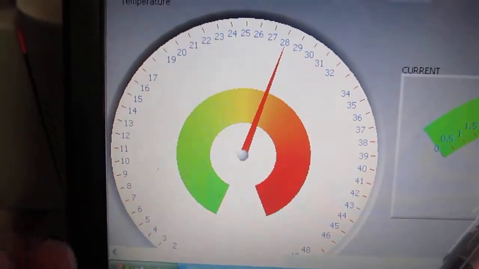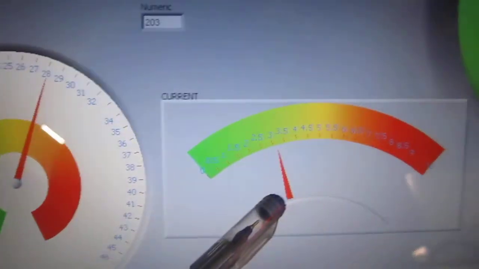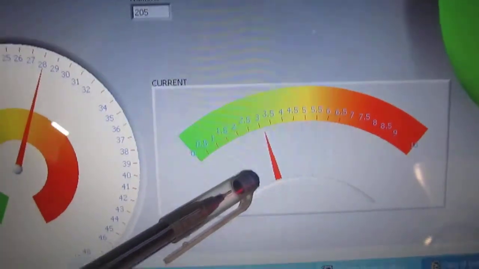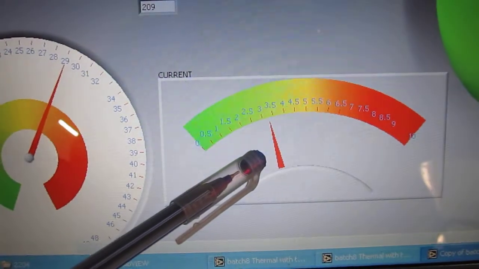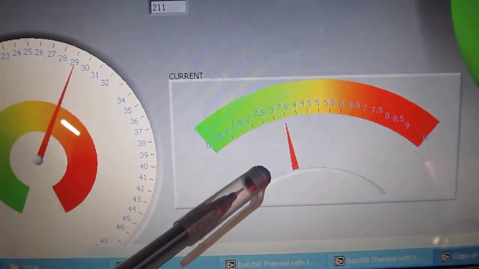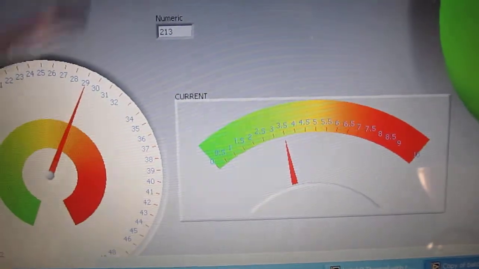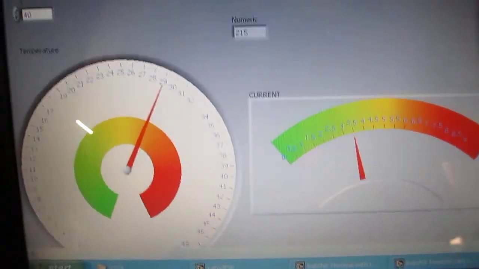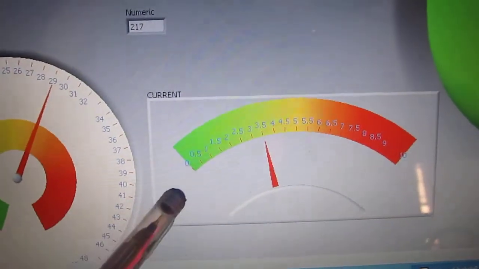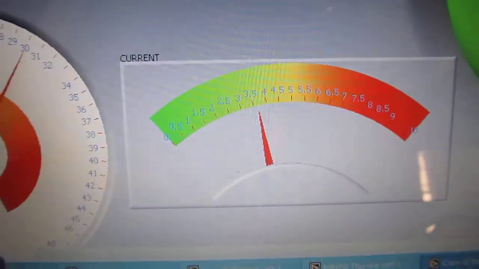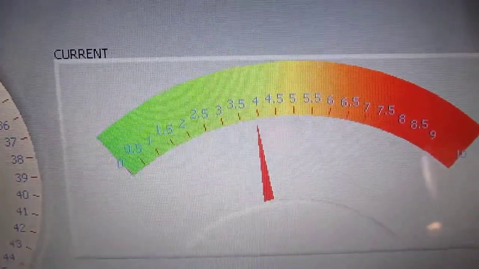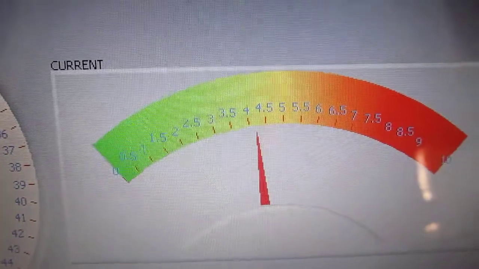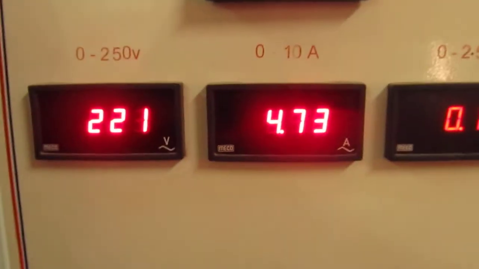I'm slowly increasing the current. This is 3.2 amperes, 3.5. Actually, this machine's rated current is up to 7.5 amperes. I will load up to 5 amperes. Current is increasing gradually.